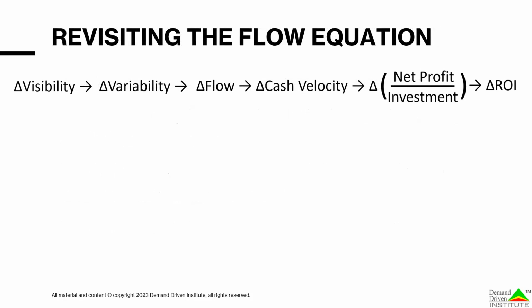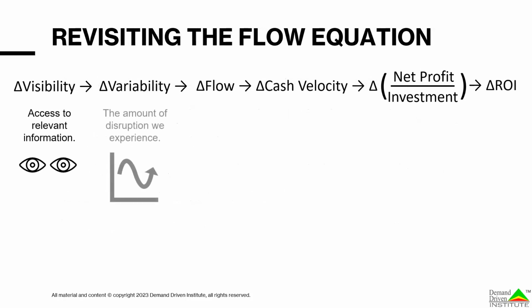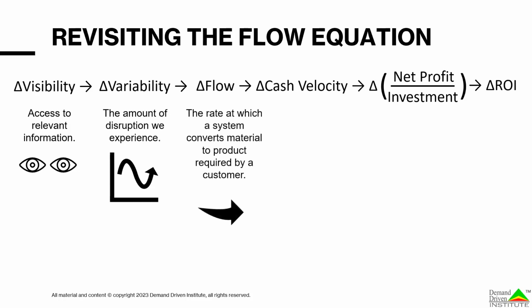Many of you have probably seen this flow equation. This was also in the management performance work, and we've done a lot of work with this. It was a way to visualize that connection from flow to ROI, and then what was behind flow. But what do we really mean here? Visibility is access to relevant information. Variability is the amount of disruption we experience. Flow is the rate at which the system converts product required by a customer. Cash velocity is the rate of net cash generation.